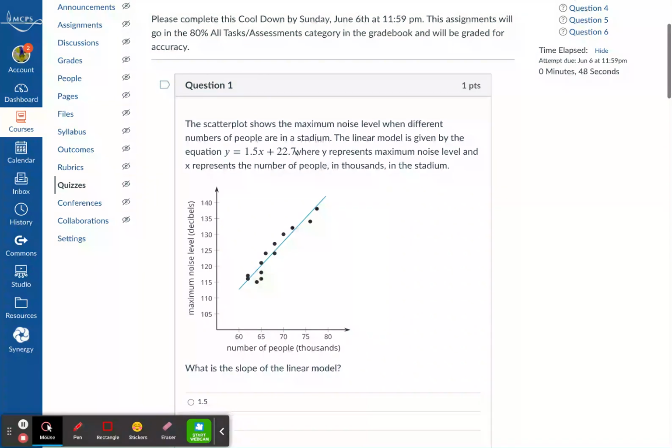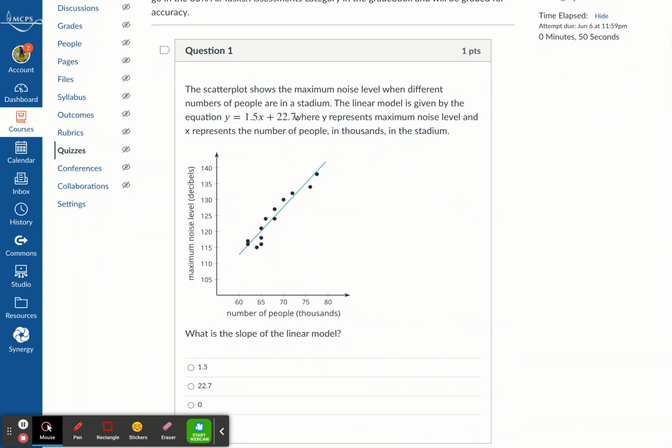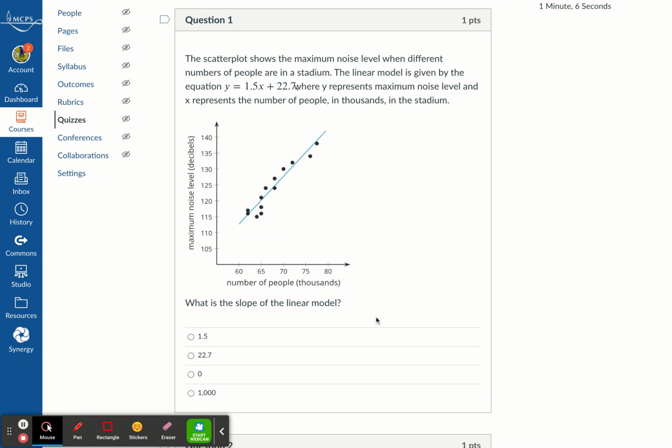For question 1, it says the scatter plot shows the maximum noise level when different numbers of people are in a stadium. The linear model is given by the equation y equals 1.5x plus 22.7, where y represents the maximum noise level and x represents the number of people in thousands in the stadium. What is the slope of the linear model?